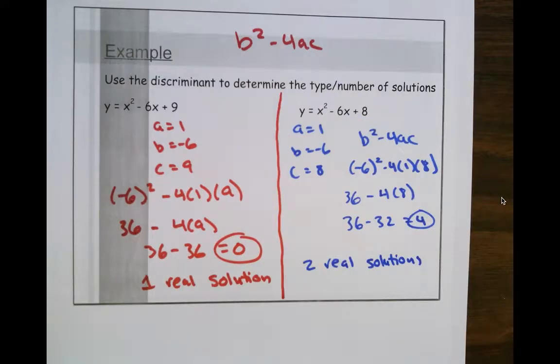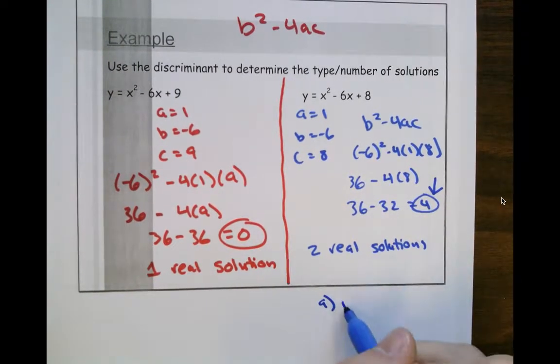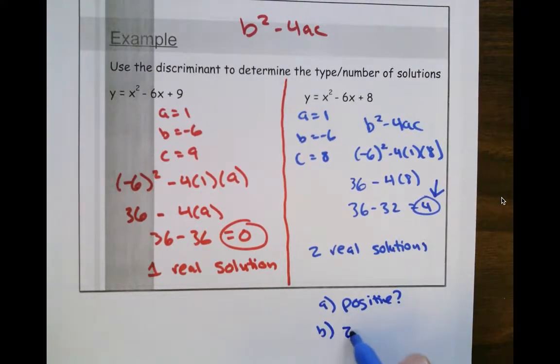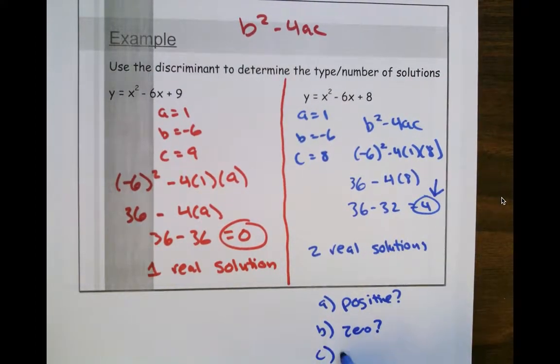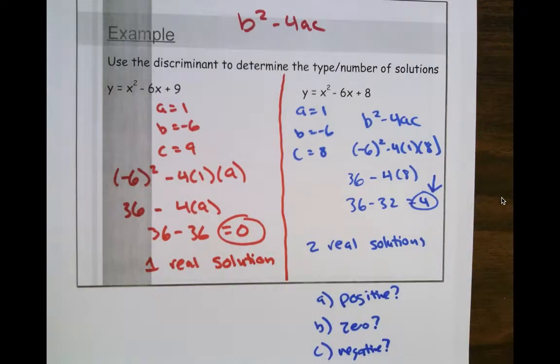If we take a look at this example that you guys just went through, again, identify a, b, and c, plug those values into the discriminant, which is b squared minus 4ac, and we just simplify it and see what the value is. Here we got 4. All we're looking for is: is it positive? Is it equal to 0? Or is it negative? It has to fit into one of those three categories. This one was positive, so what that tells me is it's going to have two real solutions.